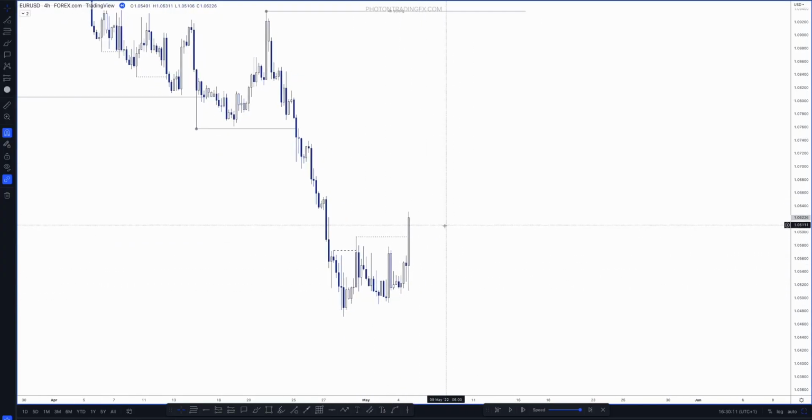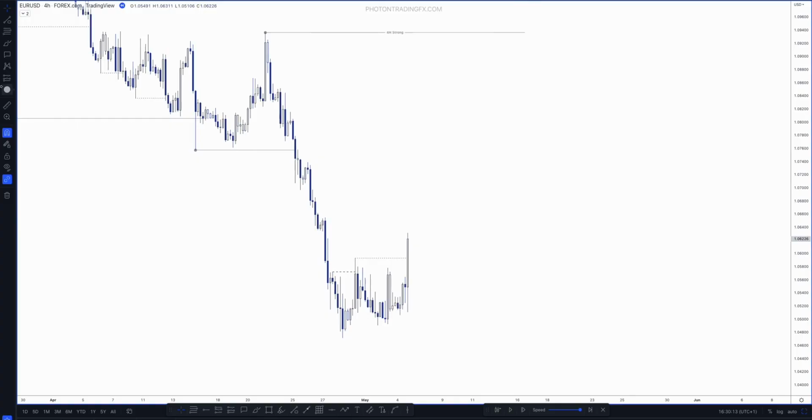Yeah, so that's the start of the swing pullback. I'd probably say it's quite sizable now to classify that as a swing low as well. So now I can draw on my weak swing structure.